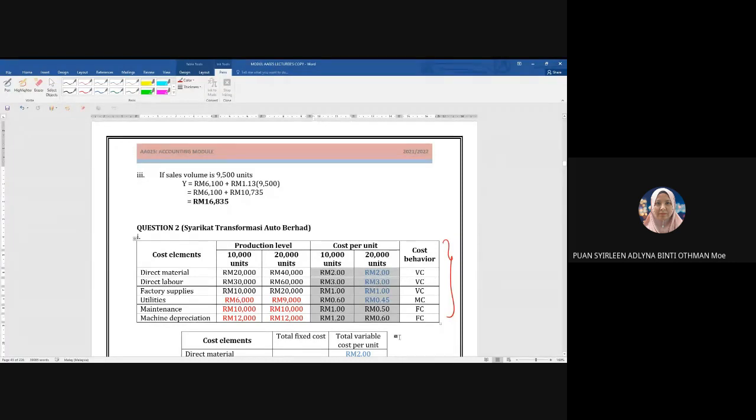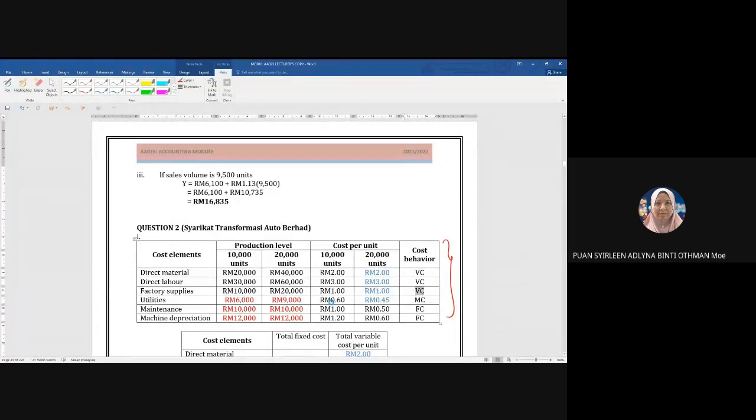Alright, okay. So if you look here, the per unit for direct material is the same for both levels, so we know it is a variable cost. Direct labor, the cost per unit at both levels is the same. So it is also a variable cost. For factory supplies, both levels are the same. That's why we know it is a variable cost as well.